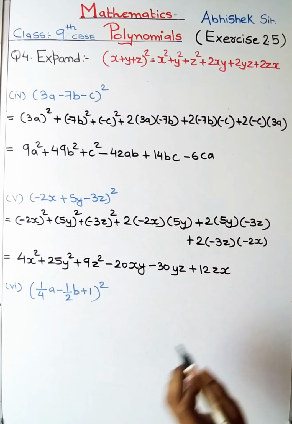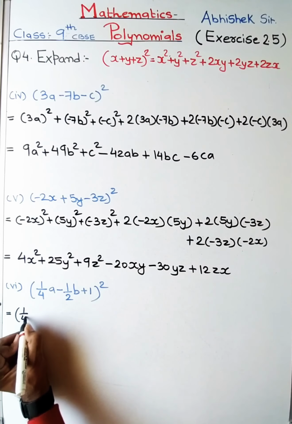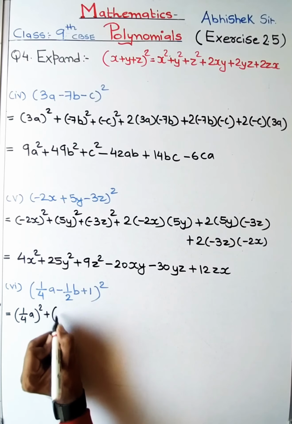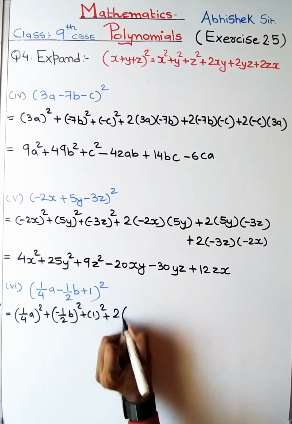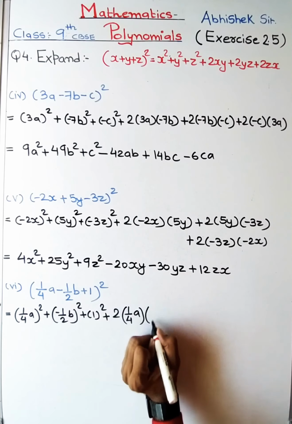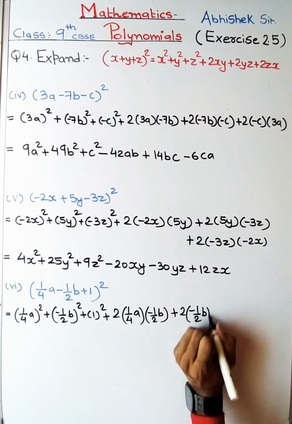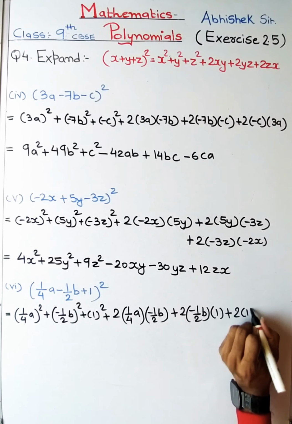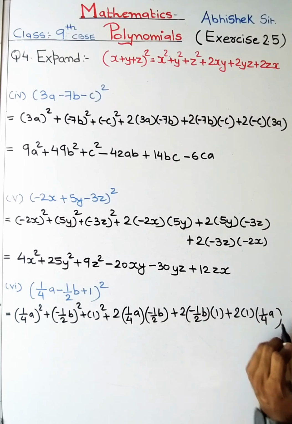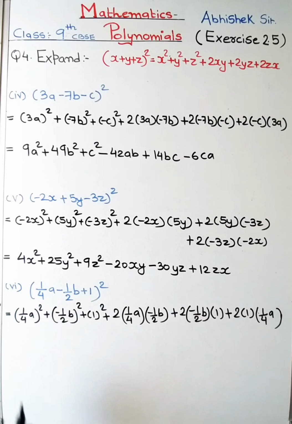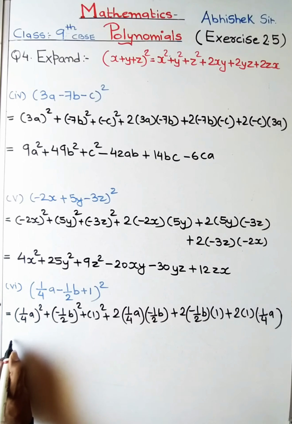Here fraction is there, so let me do it. Following the same identity, it is 1 by 4 a whole square plus minus 1 by 2 b whole square plus 1 square. 2 into first term into second term plus 2 into second term third term plus 2 into third term and first term. Clear? So that is how we will follow the same rule. Just the difference is, instead of normal numbers we have fractions. So don't worry about it. Go on with the same formula.